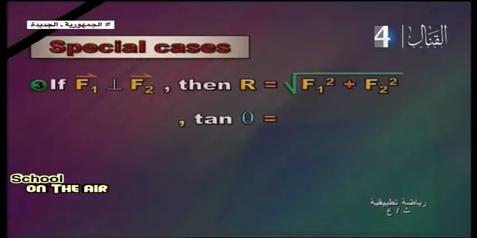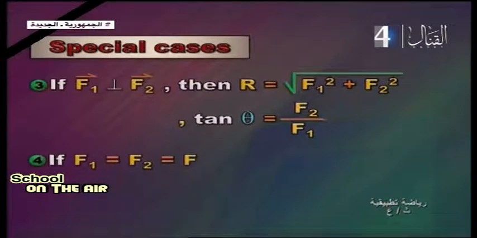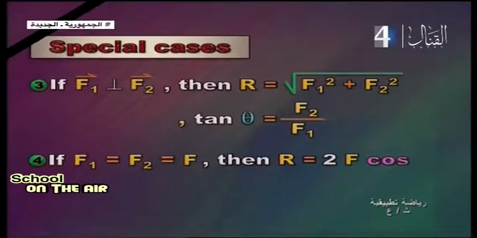Number 3: if we have two forces that are perpendicular, then we deduce that the resultant is the square root of F1 squared plus F2 squared, and the direction of R is tan theta equals F2 over F1. Then find theta by using shift tan of F2 over F1 on the calculator. Number 4: if we have two equal forces, each one is F, then R equals 2F cosine alpha over 2. This is a very important special case.